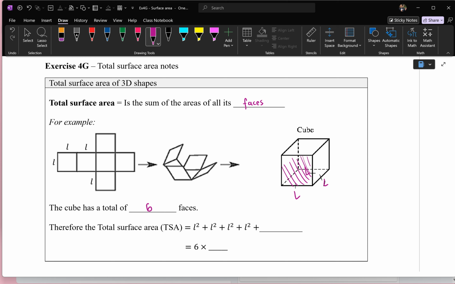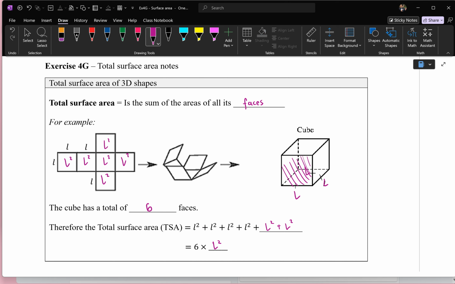So what I'm trying to say is the area of this square here would be L times L, which is L squared, and then this would also be L squared, and so on for all six faces. So if you want to know your total surface area, it's L squared plus L squared plus L squared plus L squared, and you need another 2. There are 6 faces in total, okay? But there must be a shorter way than just adding L squared repeatedly. Well, there is. It's just 6 groups of L squared. So you can write it as 6 times L squared.